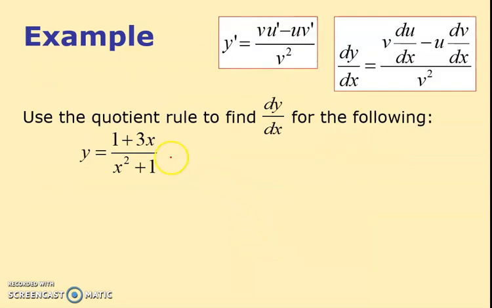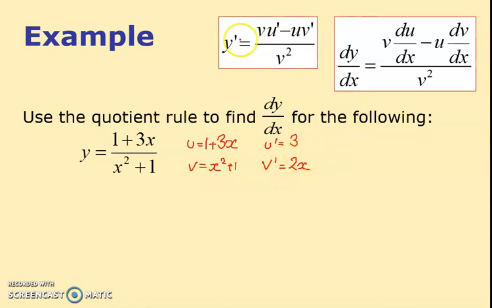Here's a question. It says use the quotient rule to find dy by dx. Okay, so my u is going to be the top thing, always the top thing, and my v will be the bottom thing. And I'm going to use this notation, I think it's just quicker, so I'm going to write u dash. If I differentiate u, I get 3, and if I differentiate v, I get 2x.